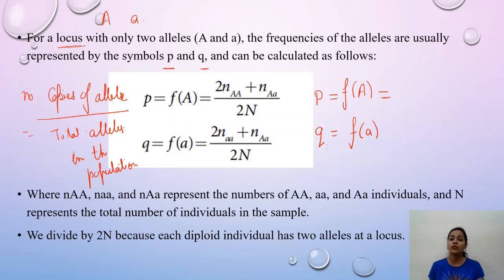If I have to calculate the frequency of the A allele, first of all I need to get those individuals which have this A allele. So what are the genotypes which have this allele? First of all, the homozygous dominant individuals will have this allele, and the heterozygous individuals will also have this capital A allele.